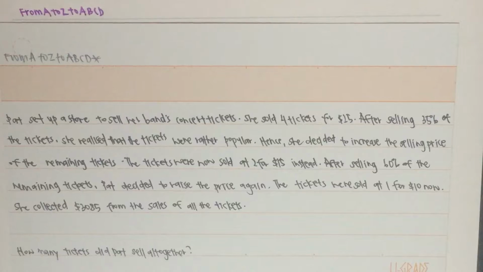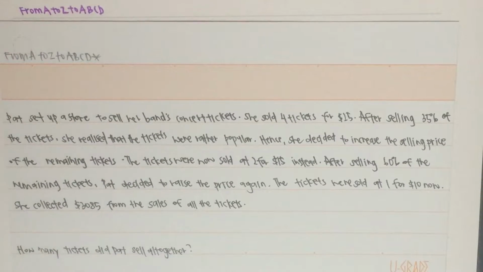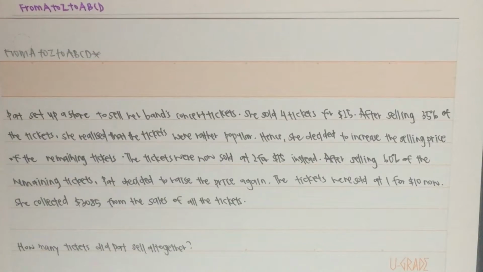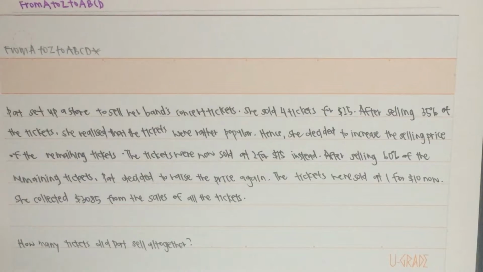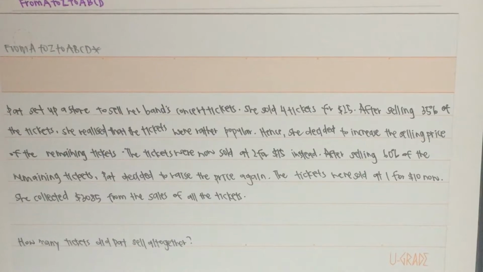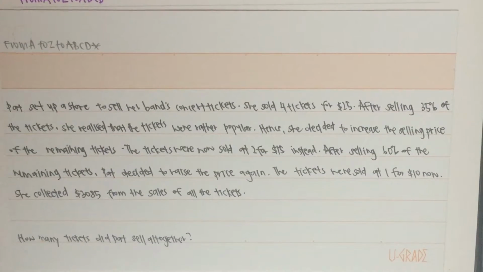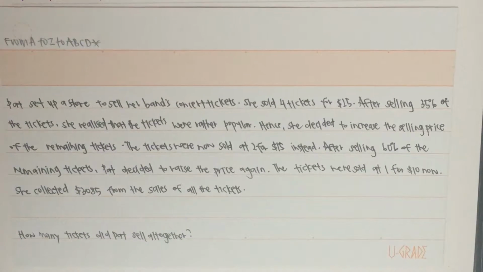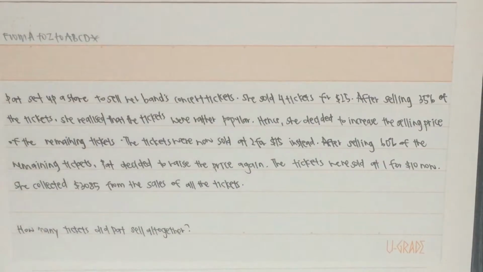Pat set up a store to sell her band's concert tickets. She sold 4 tickets for $25. After selling 35% of the tickets, she realized that the tickets were rather popular. Hence, she decided to increase the selling price of the remaining tickets. The tickets were now sold at 2 for $15 instead. After selling 60% of the remaining tickets, Pat decided to raise the price again. The tickets were sold at 1 for $10 now. She collected $3,085 from the sales of all the tickets. How many tickets did Pat sell altogether?